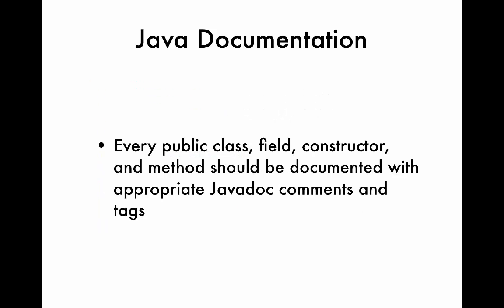When you're writing a class, you should write Java documentation for all public classes, fields, constructors, and methods. Basically, if it's declared public, it should have a Javadoc comment written for it.